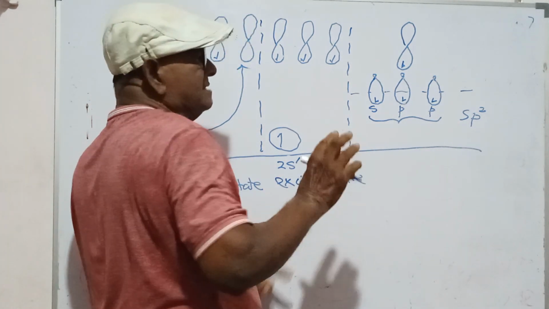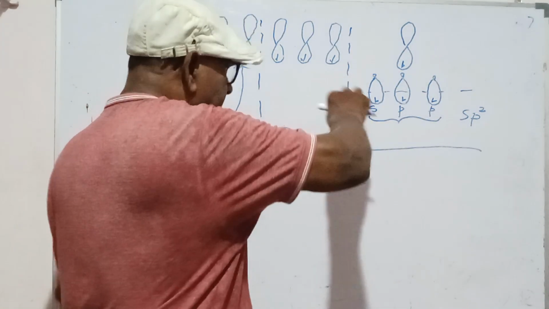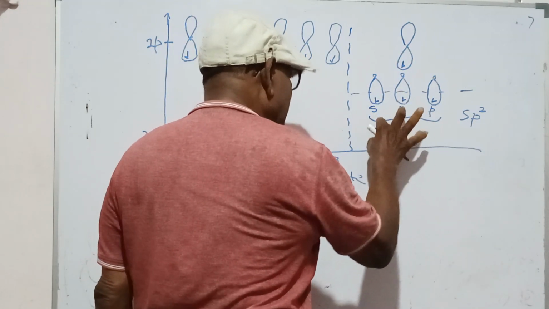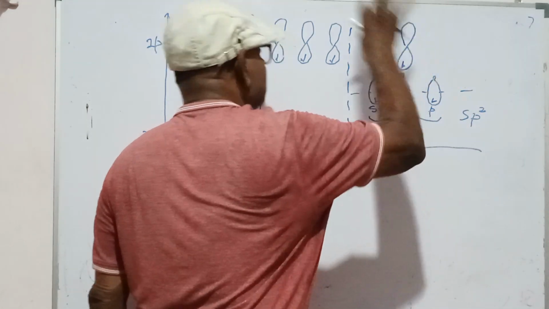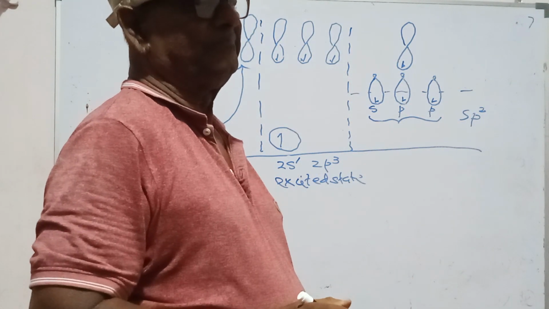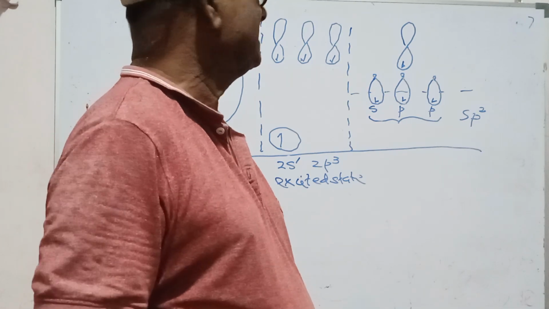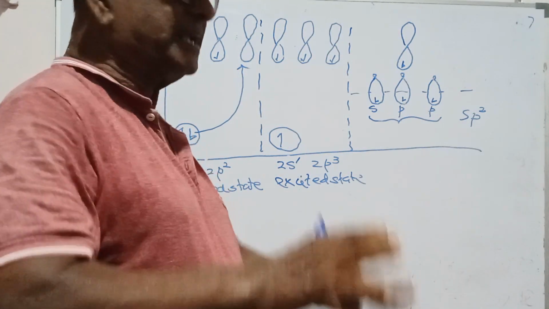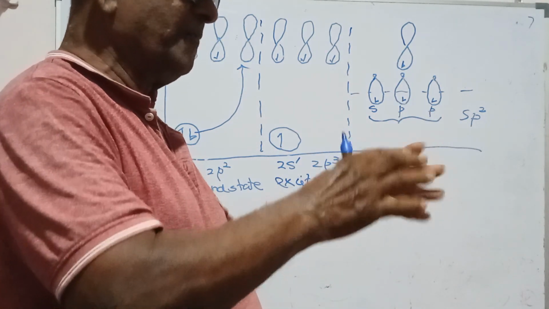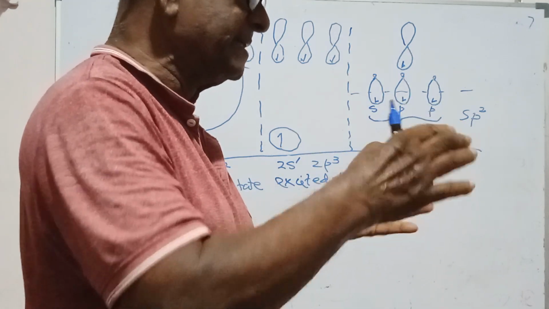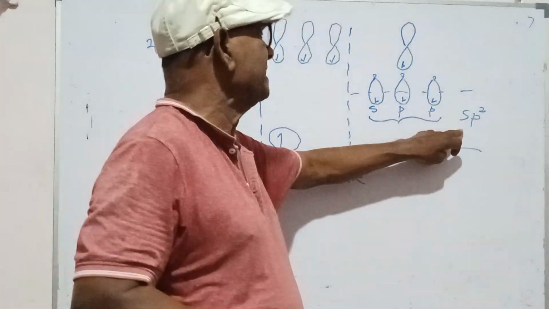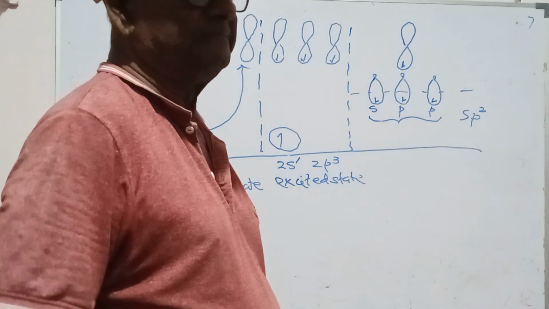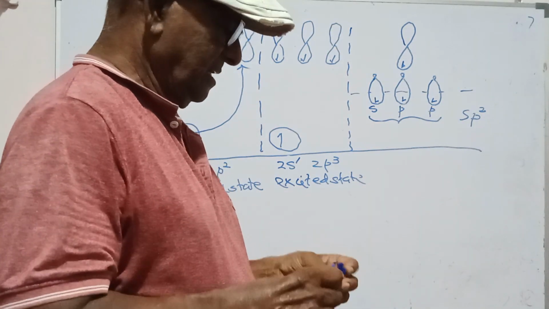The special thing in this type of hybridization is that after the hybridization, the carbon nucleus has only three hybridized orbitals and one unhybridized orbital. So I think you are clear about the sp2 hybridization. What is the difference from sp3? There are four hybridized identical orbitals in sp3, but in sp2 hybridization there are only three orbitals which are identical to each other.